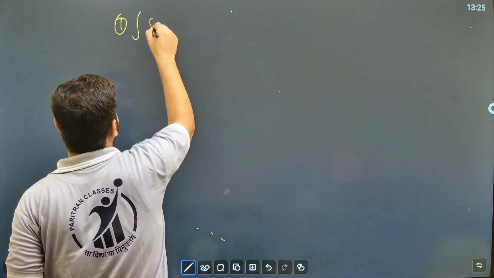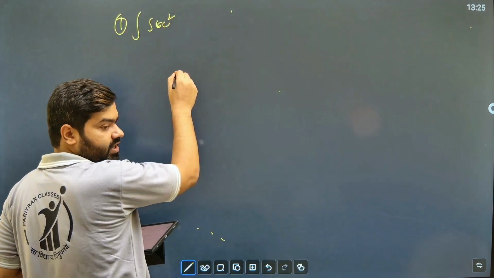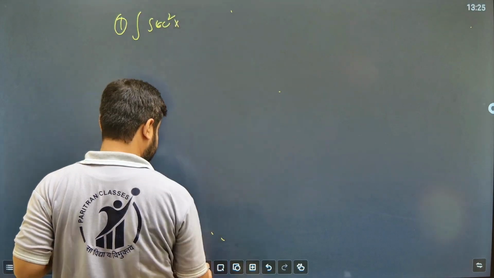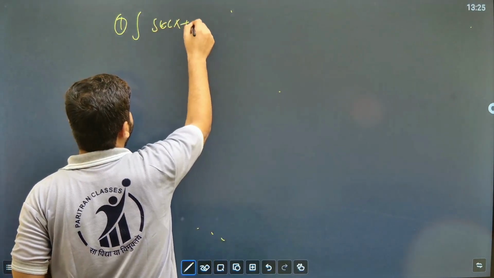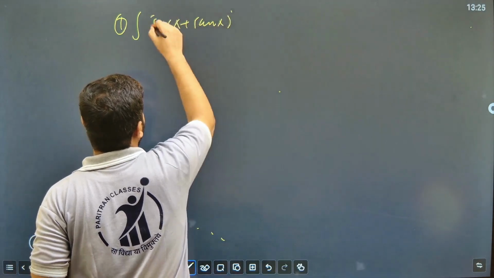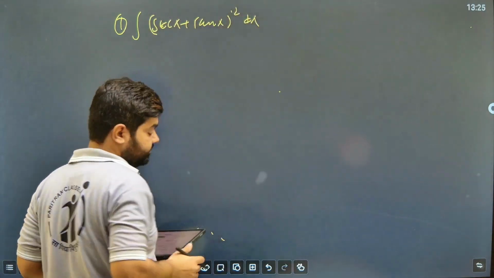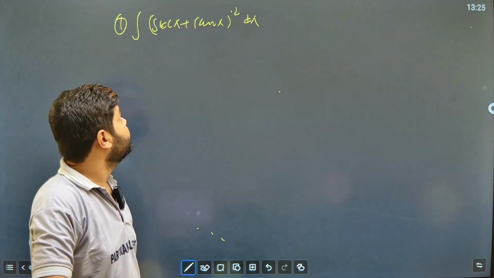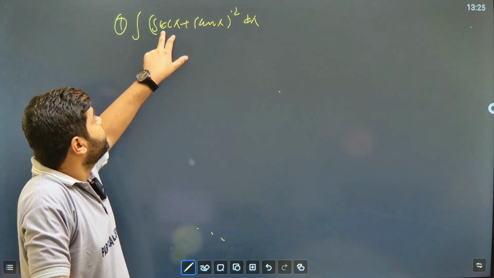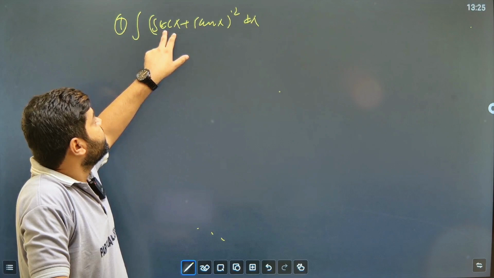Your first question is: integrate sec square x plus tan x to the whole square dx. So in this question, what should we do?